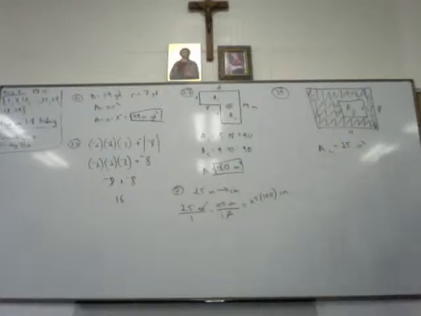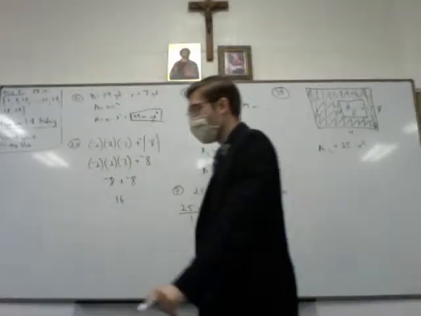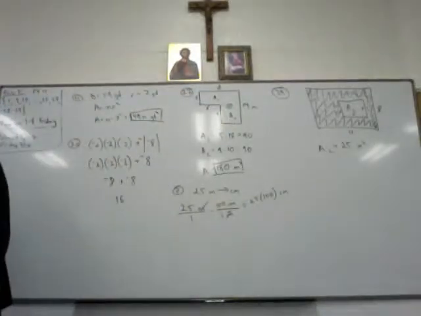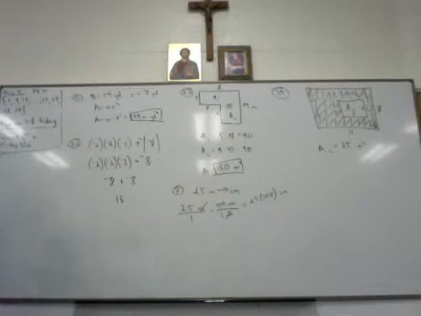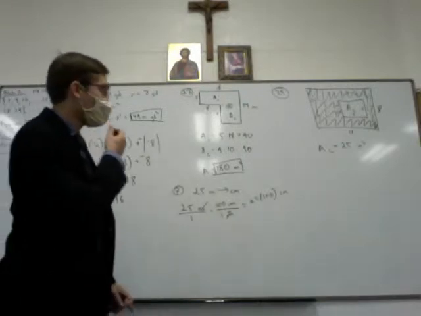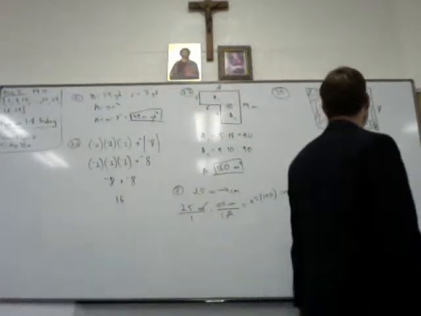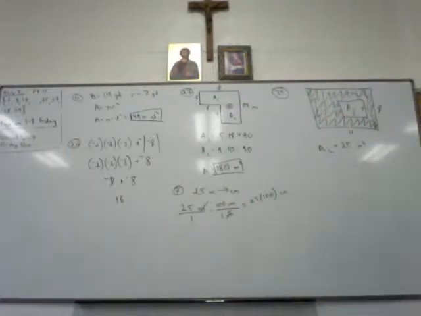But did they ask us to find the area of the white space inside? If it's white, is that shaded? No. We're not finding that area. What area are we trying to find? The shaded space. How are we going to find that? 25 minus 88.